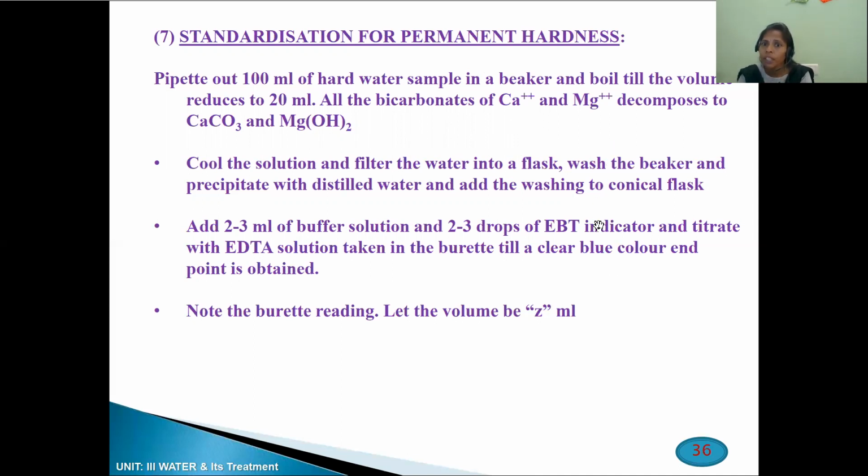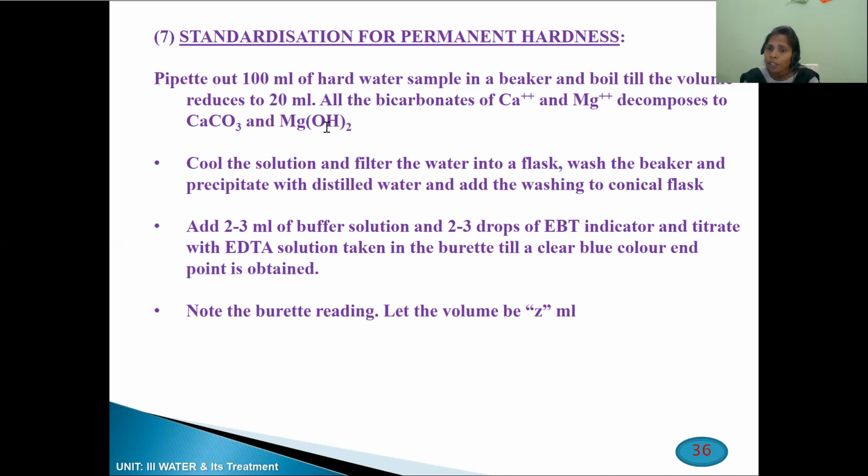Now we are going to find out the permanent hardness also, because our aim is to find out temporary, permanent, and total hardness separately. Already we found the total hardness. Now let us find out the permanent hardness. So for finding permanent hardness, let us pipette out 100 ml of hard water sample in a beaker and boil till the volume reduces to 20 ml. Heat the water until it reduces to 20 ml, and all the bicarbonates of calcium and magnesium decompose to calcium carbonate and magnesium hydroxide.